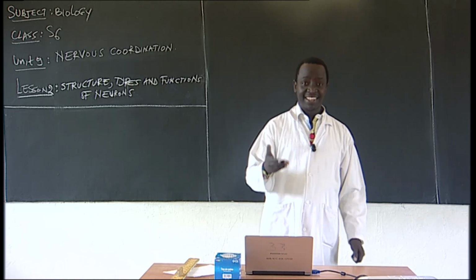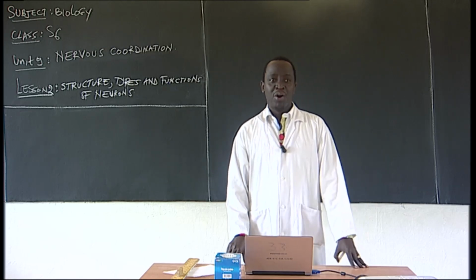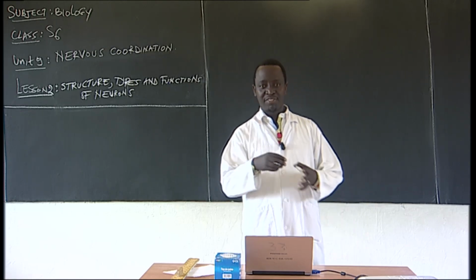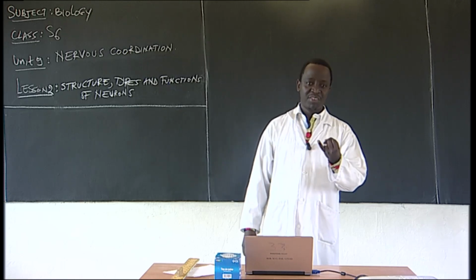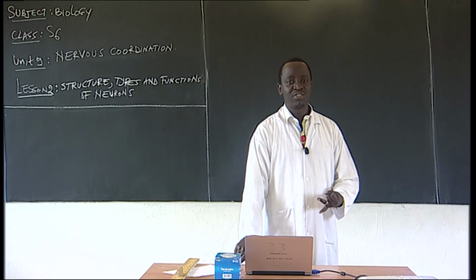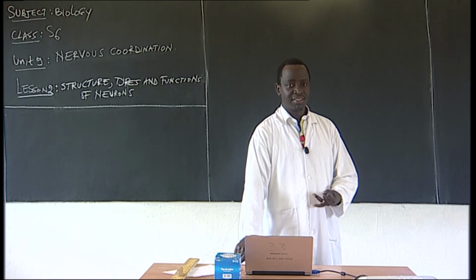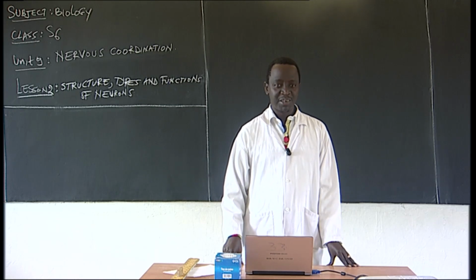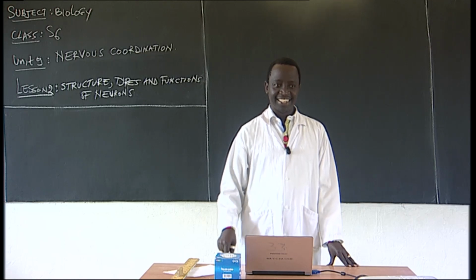So this is the classification of neurons according to their function. We have three types. We have the sensory neuron, which is also called the afferent neuron. We have interneurons, also called relay neurons or associative neurons. The third one is the motor neuron. Are you getting this? Okay, nice.